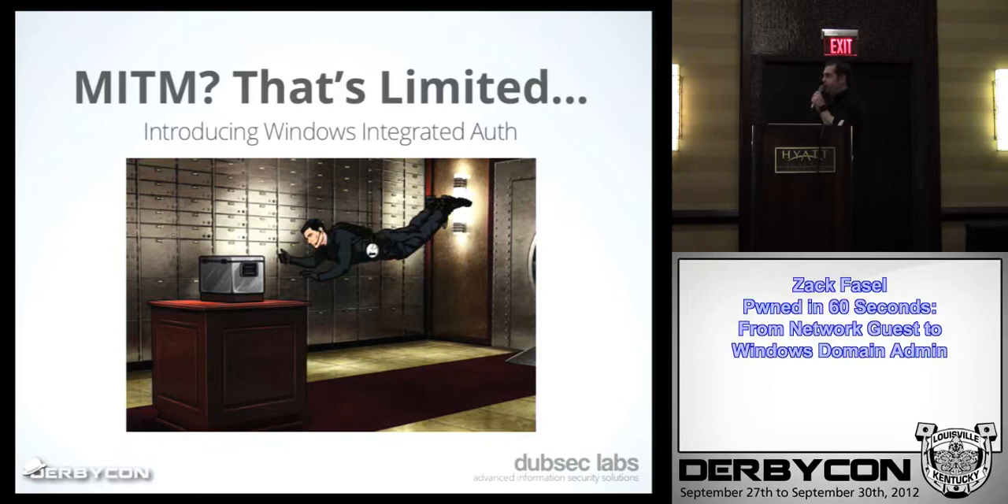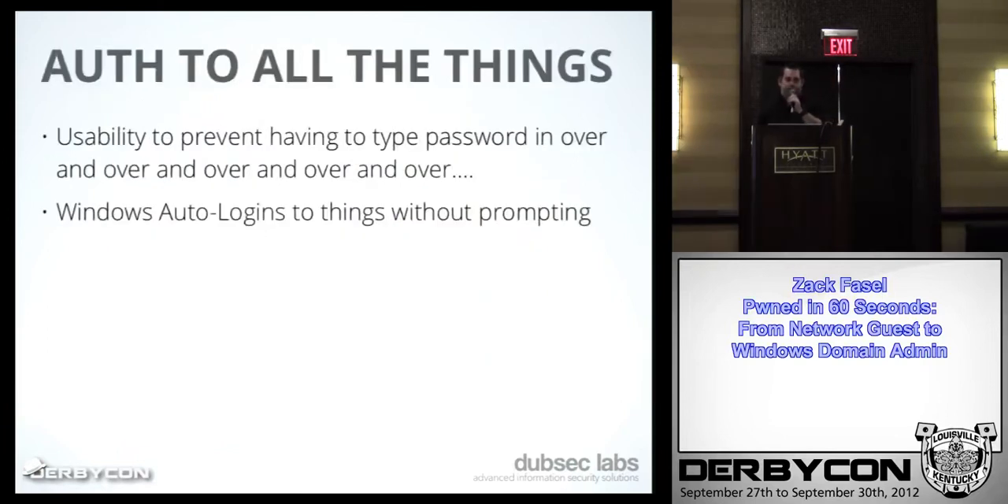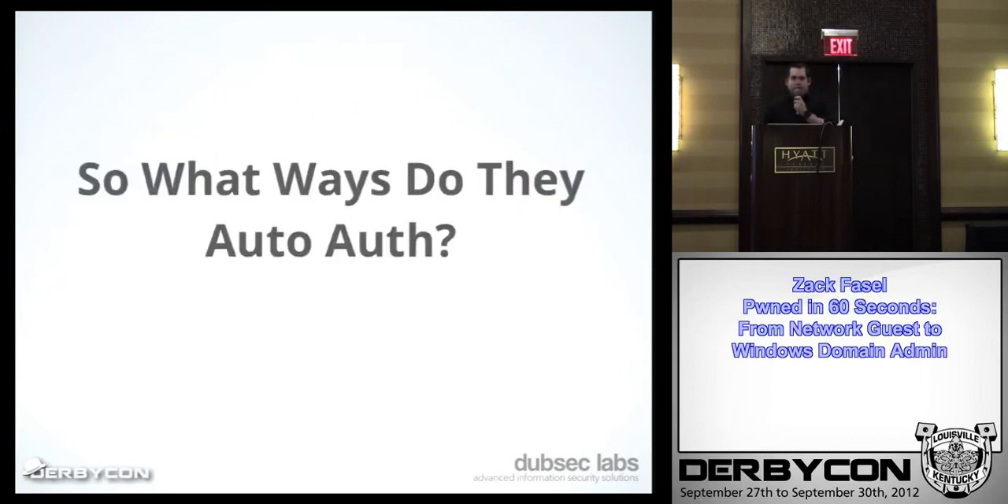There's Windows integrated authentication. For those of you who aren't familiar with Windows integrated authentication, this is the way Windows automatically authenticates you so you don't have to keep typing in your password over and over and over. So when you connect to a network share, you connect to a web server, etc., you just log in with the currently logged in user's credentials, right? And so it doesn't prompt. So what ways does Windows auto-authenticate?